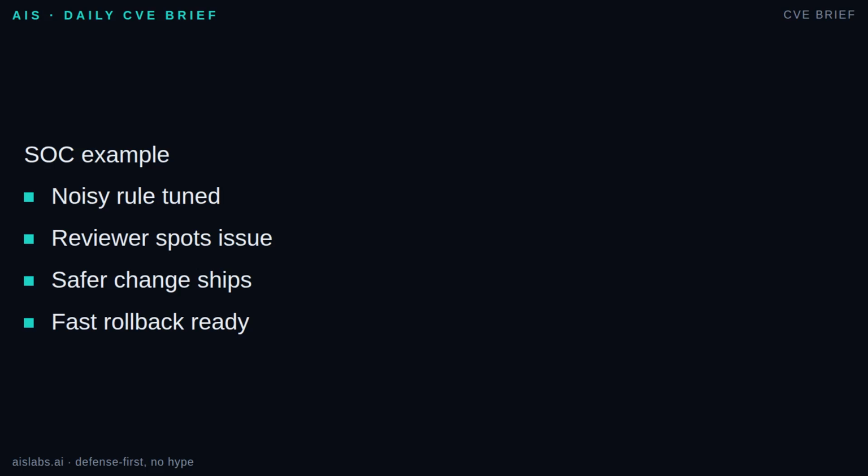The reviewer notices the condition excludes the entire support department, not just the managed jump service. That would remove useful coverage. The analyst narrows the exception, adds a comment explaining the business reason, and links the ticket. The rule deploys cleanly. 2 weeks later, if it misbehaves, the team can revert the exact commit.